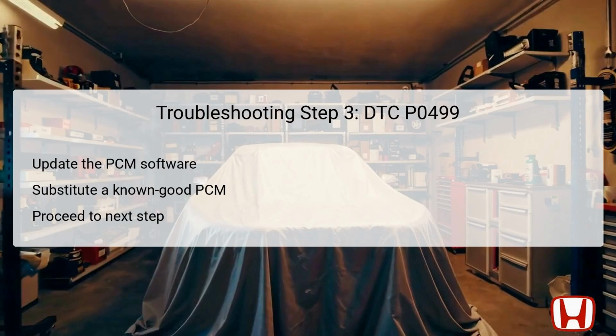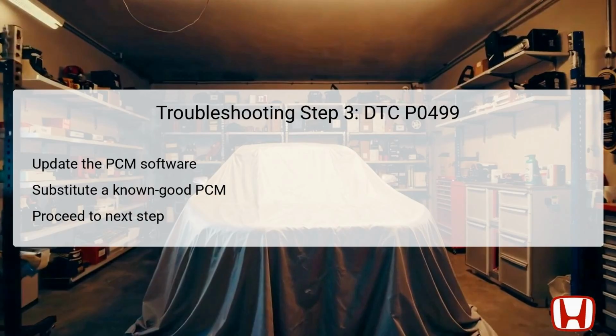If DTC P0499 remains present after checking for pending codes, the next step is to ensure that the PCM has the latest software updates. The powertrain control module is responsible for monitoring and regulating the engine performance and emission systems, including the EVAP system. Outdated PCM software can lead to miscommunications and errors.